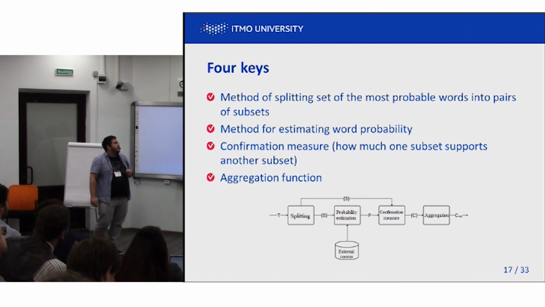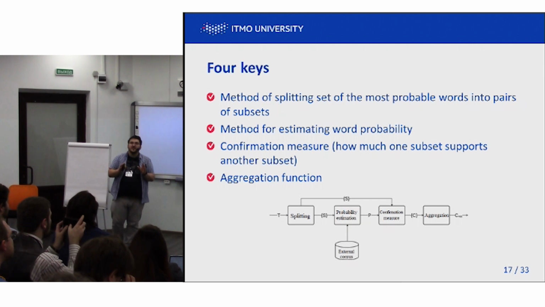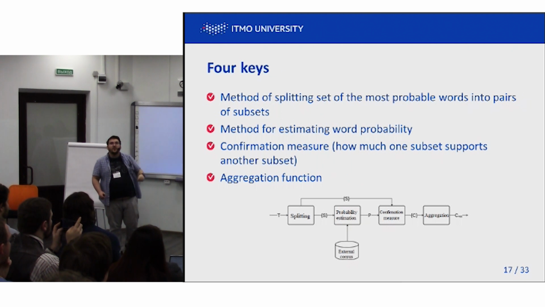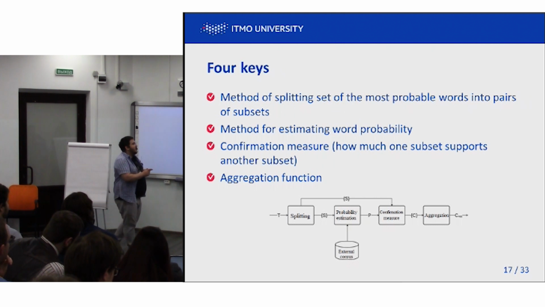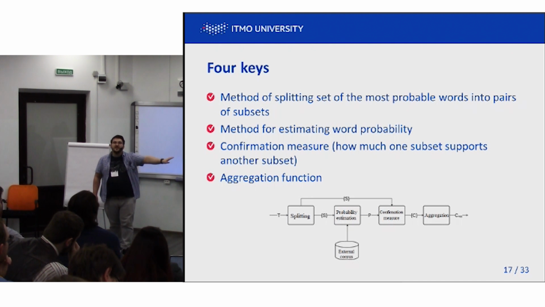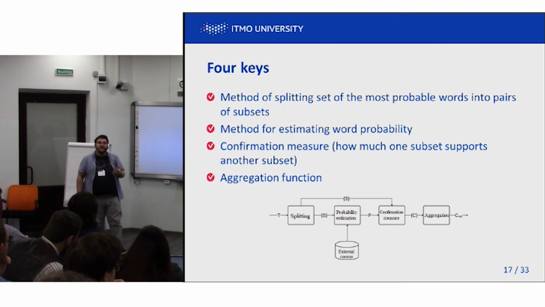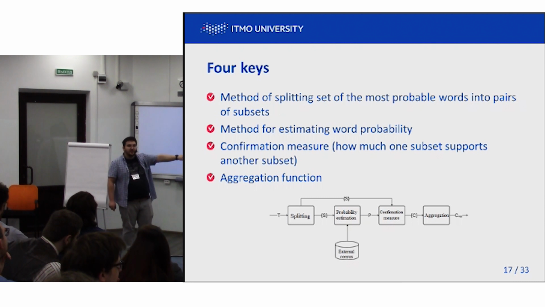So, first of all, what are these components? We're still talking about the most probable words for each topic. First, we should choose a method for how we split them into pairs, but maybe not pairs of elements, also pairs of subsets. Then we should choose a method for estimating word probability, both single word probability and joint probability of a pair of words. Then we should choose a confirmation measure, which tells us how much one subset of words supports another subset of words. And after that, we should choose an aggregation function.